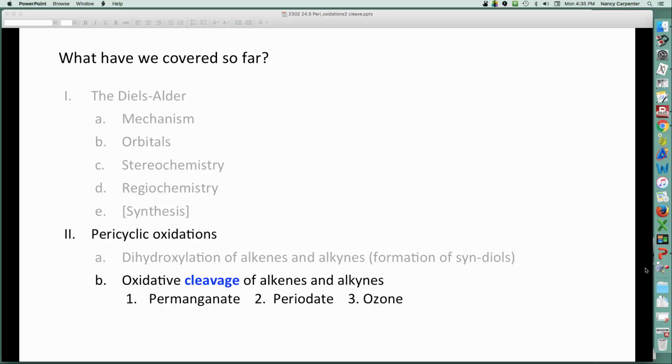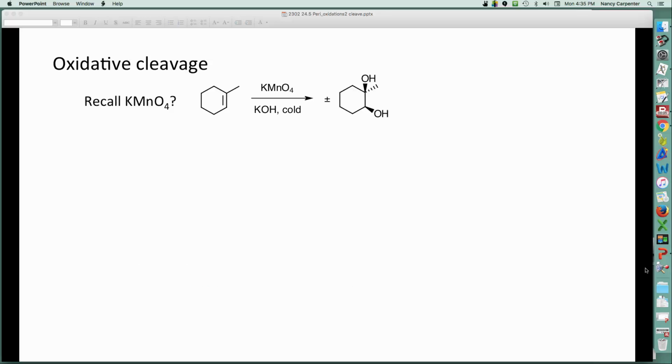Oxidative cleavage can be done by a whole big variety of oxidants. So I've got to tell you, it does seem a little confusing. I'm going to try and make it as sensible as possible. The big overview is really presented on this slide.